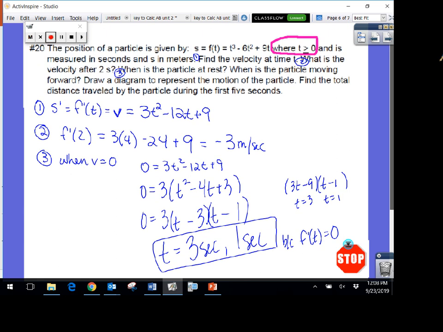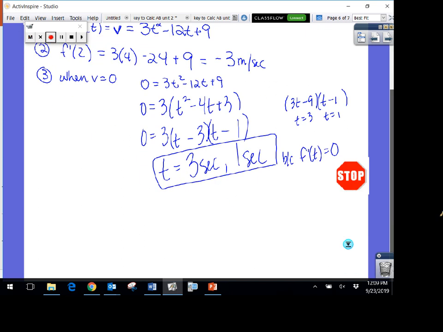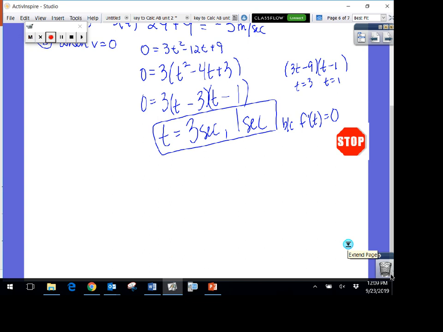All right, next question: when is the particle moving forward? That means the velocity is going to be positive. Forward means f prime of t is greater than 0, or is positive. That's when it's moving forward.